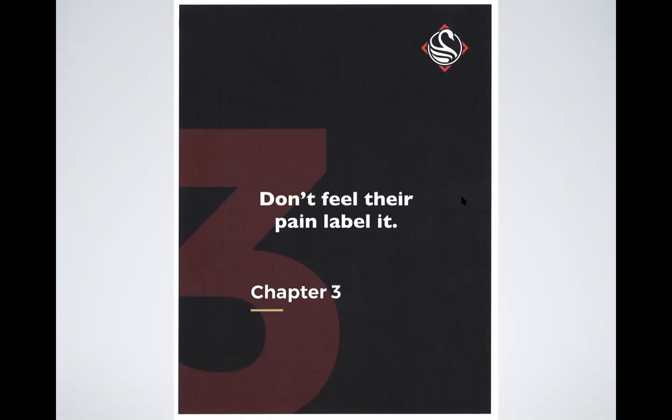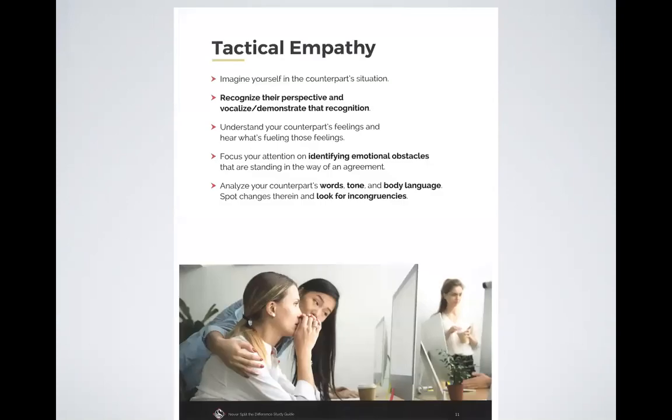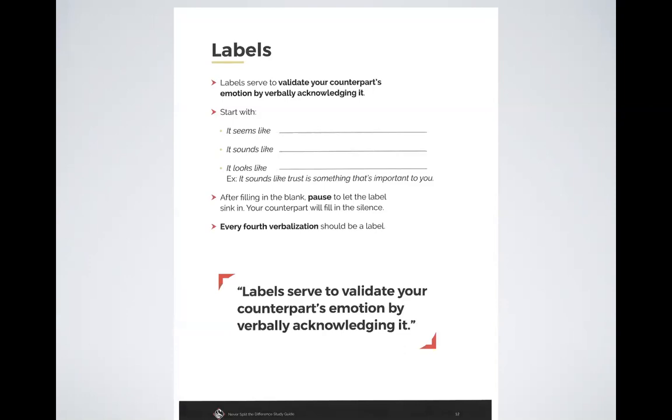Okay, so let's move on to chapter 3. I'm ready. It talks about tactical empathy. Imagine yourself in your counterpart's situation, recognize their perspective and vocalize it, demonstrate that recognition. Understand your counterpart's feelings and hear what's fueling those feelings. Focus your attention on identifying emotional obstacles that are standing in the way of an agreement. Analyze your counterpart's words, tone, and body language, spot changes therein, and look for incongruencies. So with labels, okay, this is starting to really get into the meat and potatoes of the book. This is some powerful stuff.